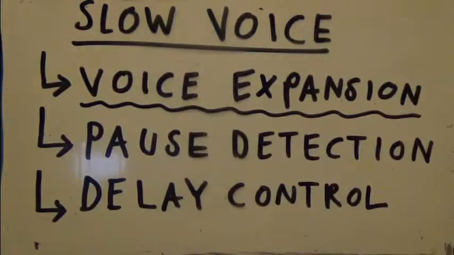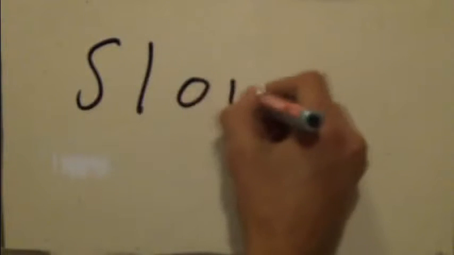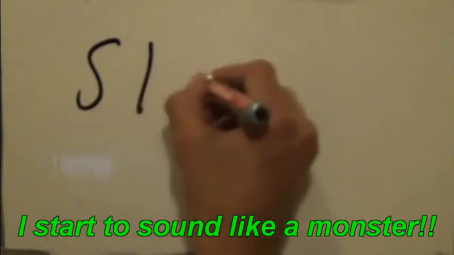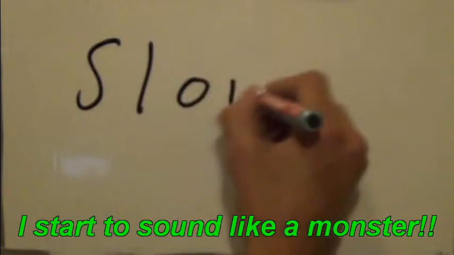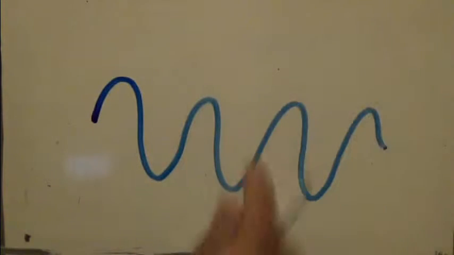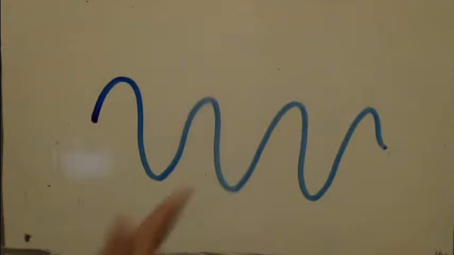Let's have a look at voice expansion. So what would happen if I were to slow my voice down? Now if I was to look at a sound wave, what can I read from how it looks to tell me how it will sound? What are the characteristics of this wave?